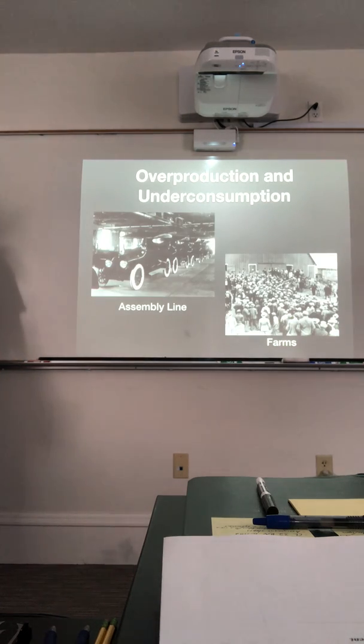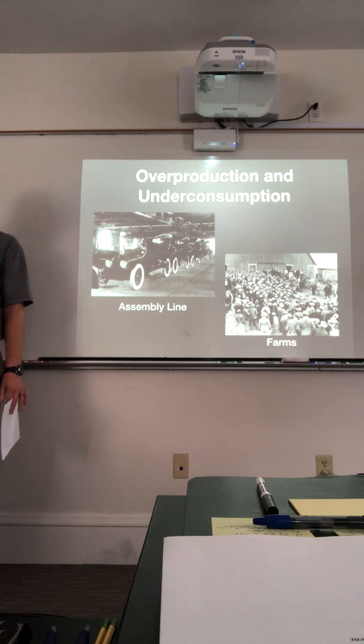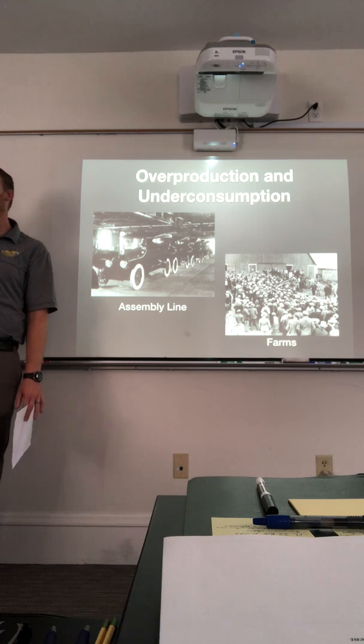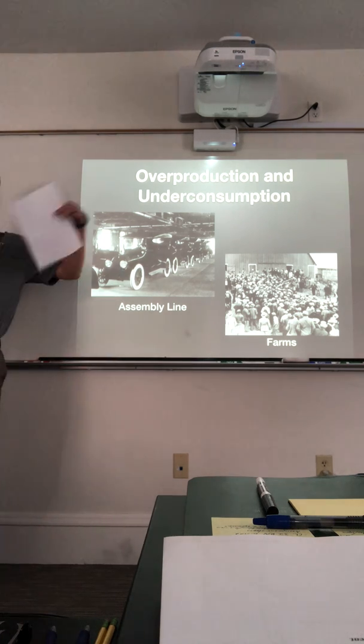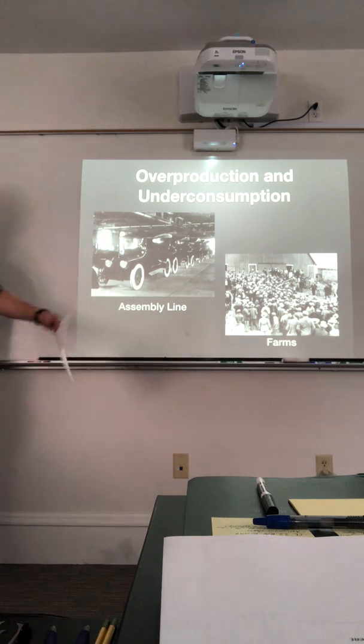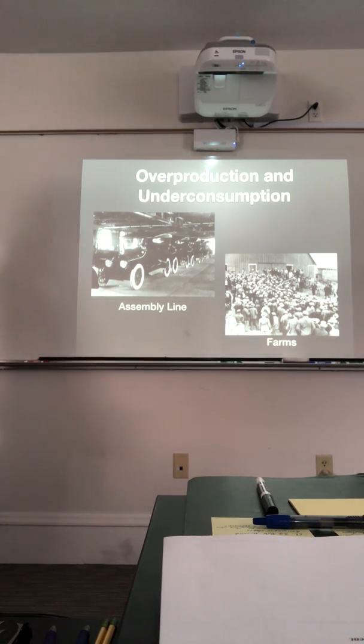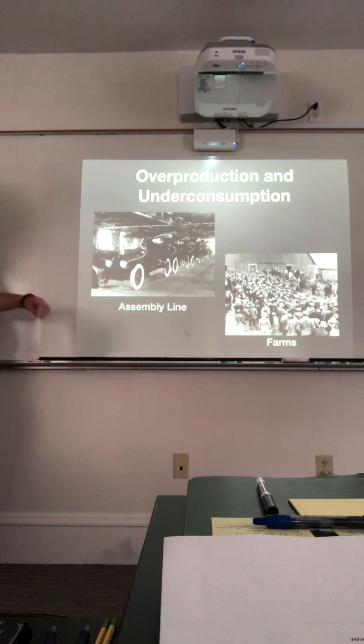All right, another cause of the Depression that's connected to this is the idea of overproduction and underconsumption. We know from the last couple of chapters we've been working through that in the 1920s, factories using the assembly line were making more goods than ever before, right? American factories are making more goods than ever before.